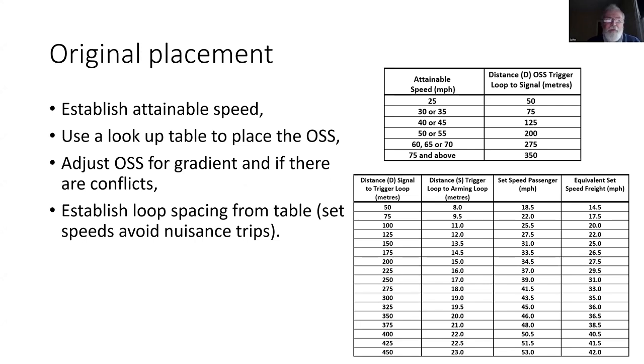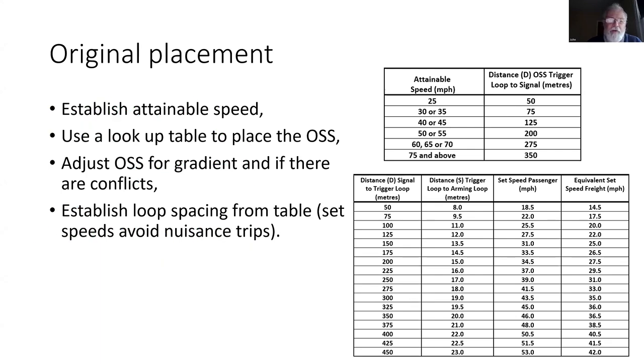So the original placement process was to establish the attainable speed on the line, and this required looking back a distance from the signal to make sure that speed reductions and things were taken account of. Also, speed increases needed to be considered. If a line speed on approach might be 70 mile an hour, but if 200 meters away a 30 mile an hour speed restriction ended, then the attainable speed is probably going to be closer to 30 than 70.